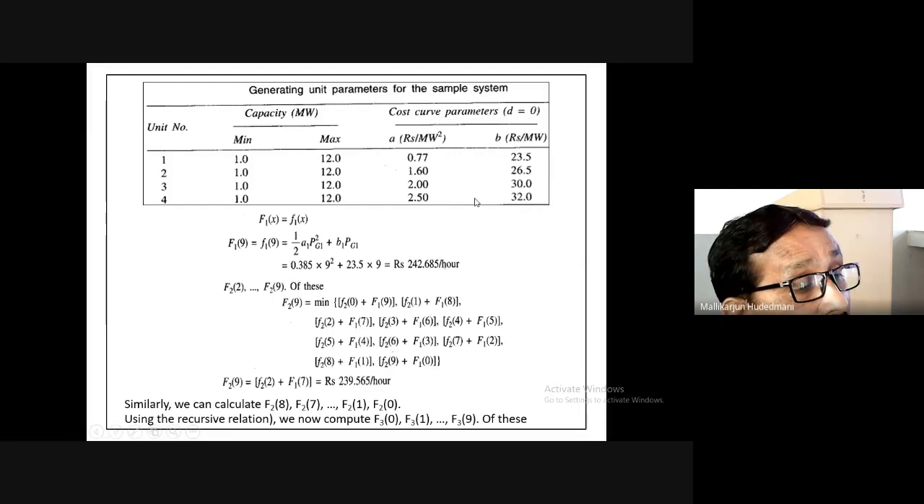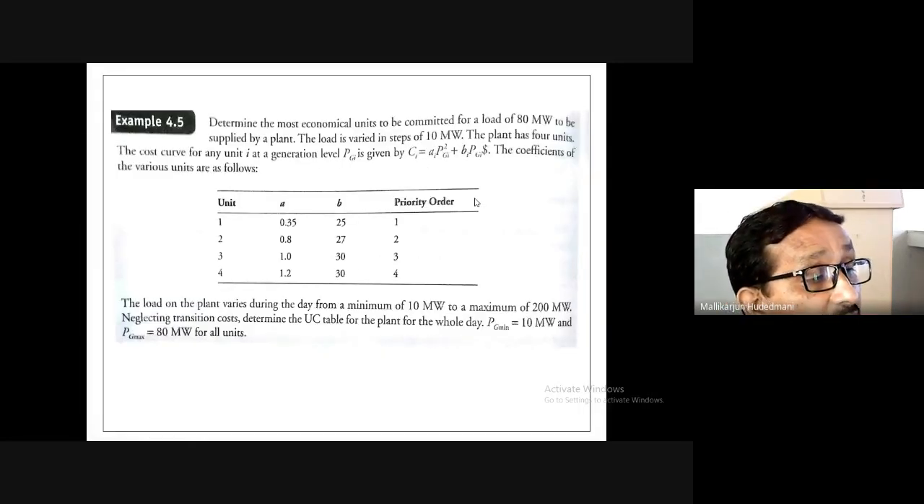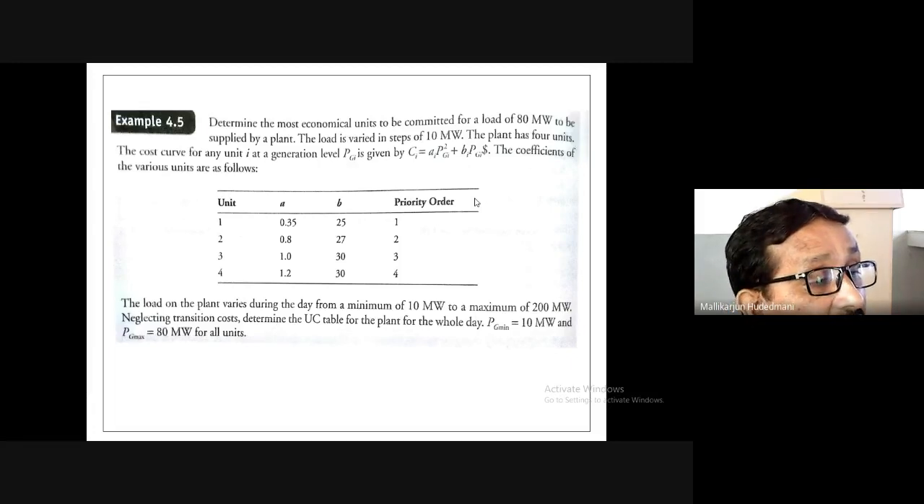Like this table, I have another table. See here. You have been given: determine the most economical units to be committed for a load of 80 megawatt to be supplied by a plant. The load is varied in steps of 10 megawatt. Load is 80 megawatt, steps of 10. The plant has 4 units, 1, 2, 3, 4. Fuel cost function coefficients are given.